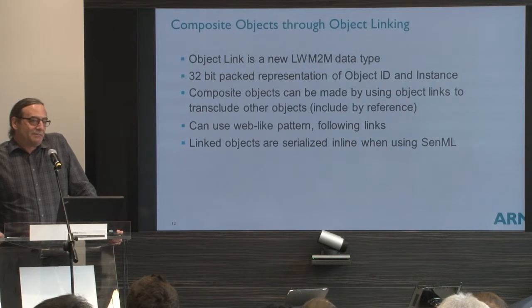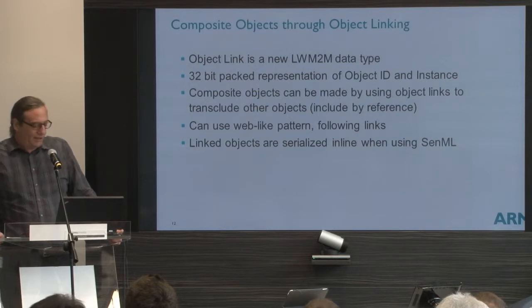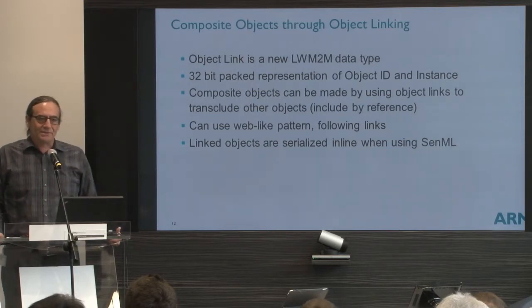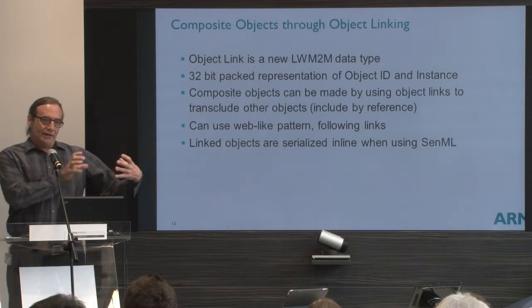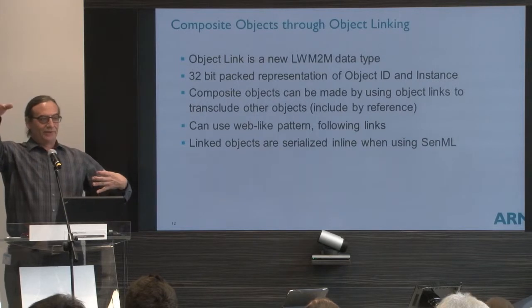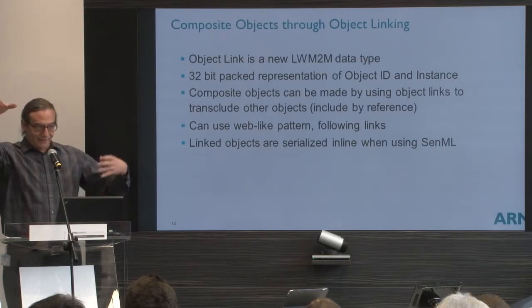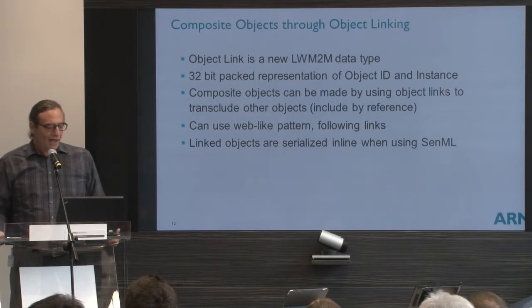So object linking is basically how we would do that. We want to use object link to compose objects. Basically, it's a new data type that's 32-bit binary that represents an object and its instance. So from one object, you can create a resource that points to another instance of another object in your endpoint. And then having enough links, you can compose them.